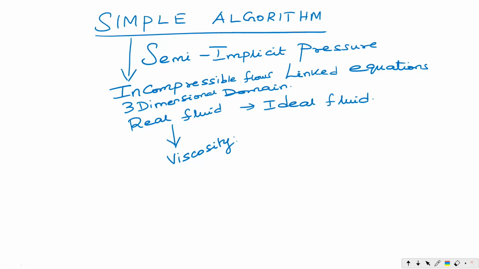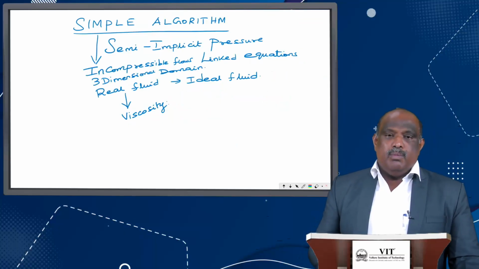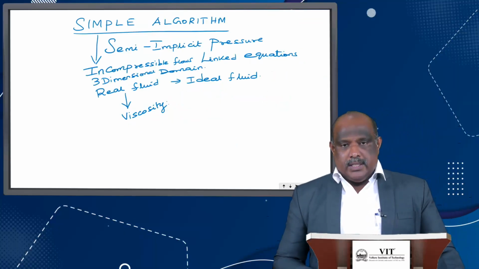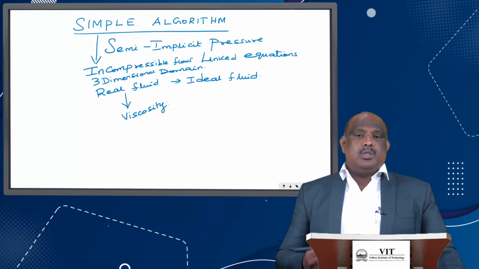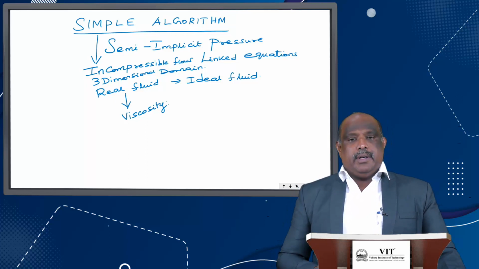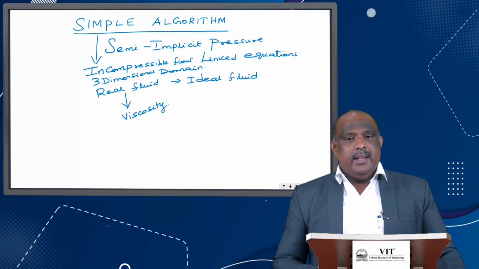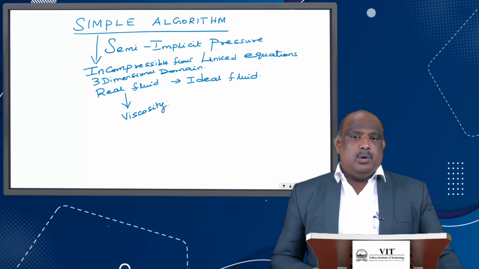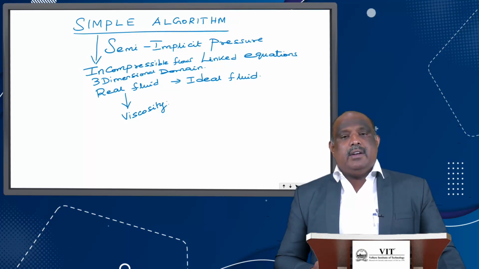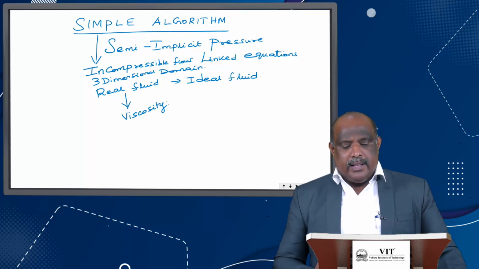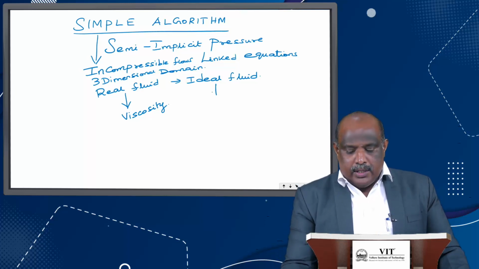The first point is that it is applicable mostly for incompressible fluids, that is, when the density remains constant. The second thing is it is more suitable for 3-dimensional geometry. Even though it can be reduced to 2D and 1D, the advantage is we can extend it up to a 3-dimensional domain. The third one is it is applicable for the real fluid, not for the ideal fluid. If you are going for the ideal fluid, then the governing equations will become Euler's equation.